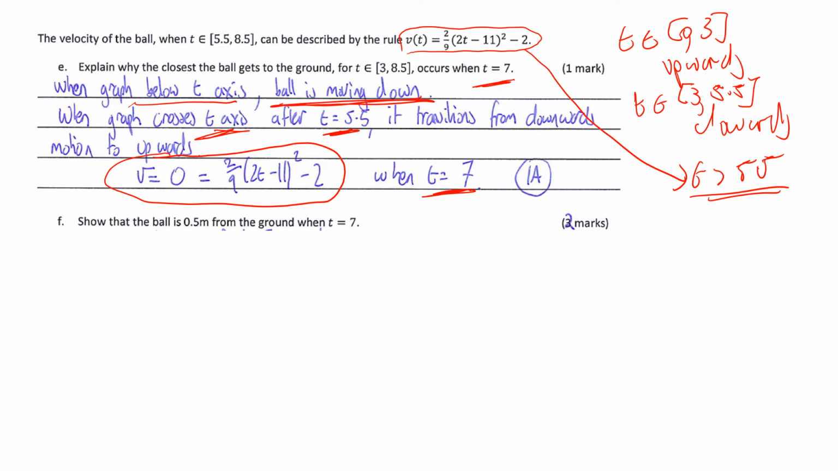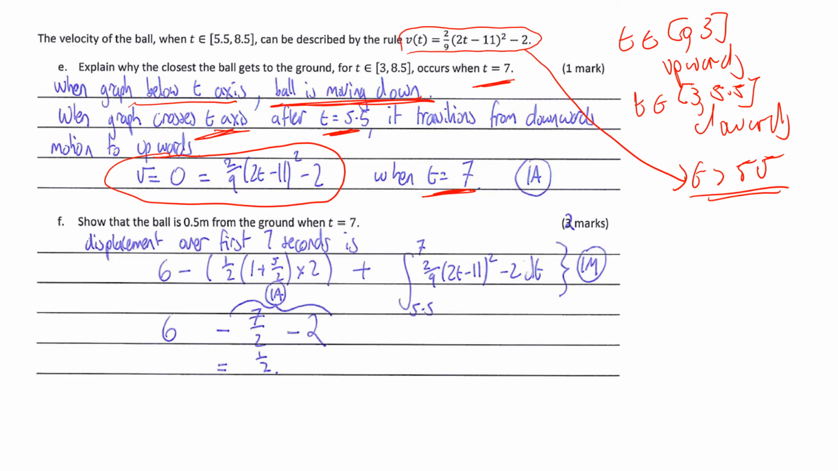All right, the next part was certainly a little bit more challenging. Show that the ball is half a meter from the ground when t equals 7. So we know it starts from the ground, reaches the maximum height of 6, and then it starts to descend. So show that it descends no more than 5.5 meters, in other words. So let's have a look. This is what I was after in this particular question.